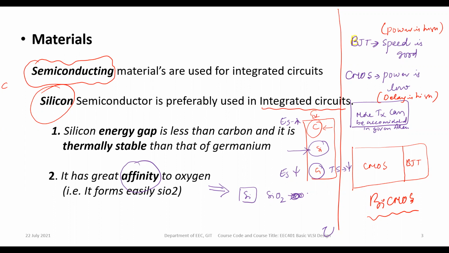So this is based on an electrical property, and this is a manufacturing-based property. Because of these two essential considerations, the silicon semiconductor is used for IC fabrication. Clear? Fine.